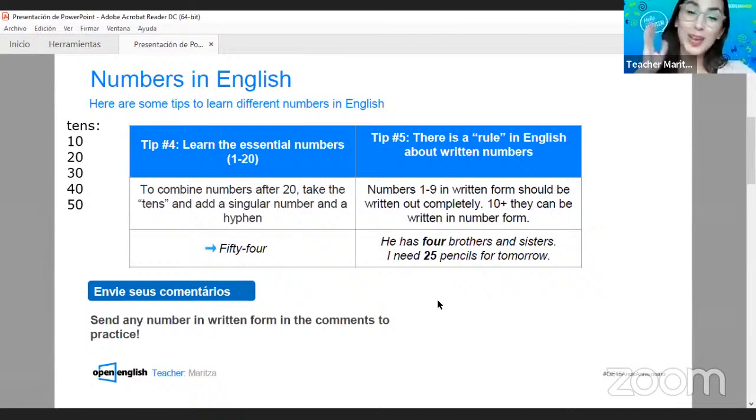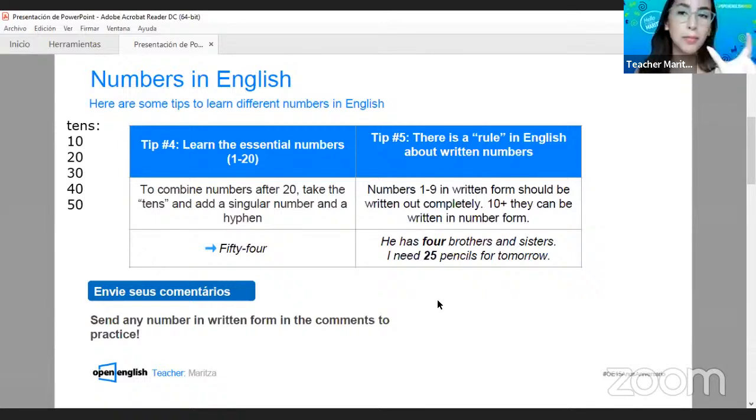We also have another rule in English about written numbers. I'm going to tell you a story. When I was young and in school, a teacher taught me this rule, and it's probably been 17 years since I learned it, and I always remember it. So shout out to Mrs. Crandall at my Michigan elementary school for teaching me this rule. It's important, and it's not always a rule that native English speakers follow when they're writing.